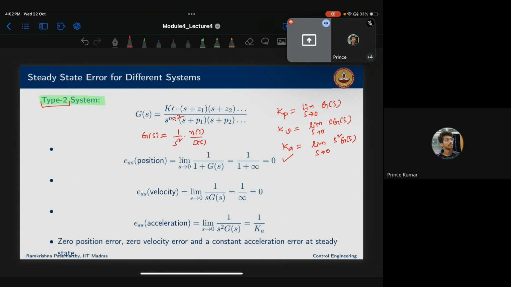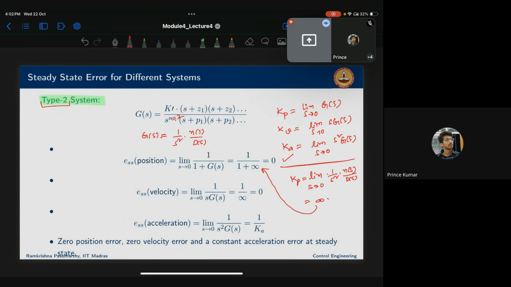So what is the Kp expression here? That's what I am trying to do. S is 0, so this will be what? 1 by S square, N of S by D of S. Yes or no? Yes. Okay, you'll get this one what? Infinity.